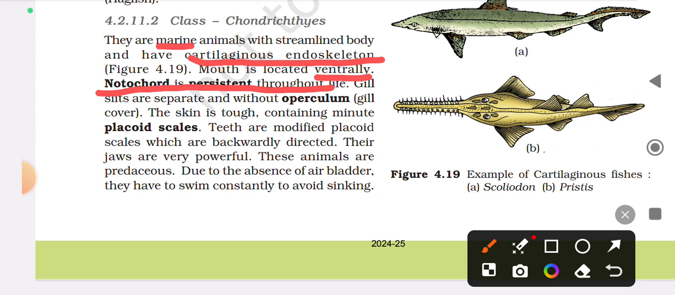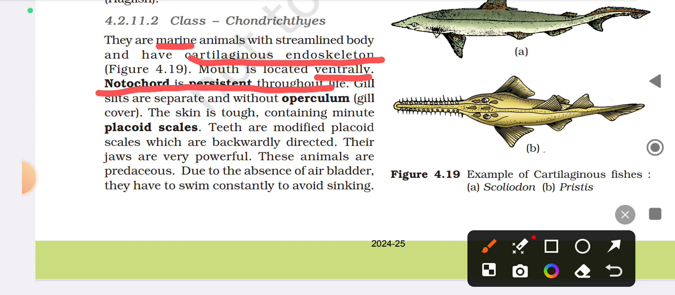Gill slits are separate and without operculum. As you see in bony fishes, the operculum is present. The gill slit covering is known as operculum. But in cartilaginous fishes, you don't see this covering, which we call operculum. Okay, so they lack this.